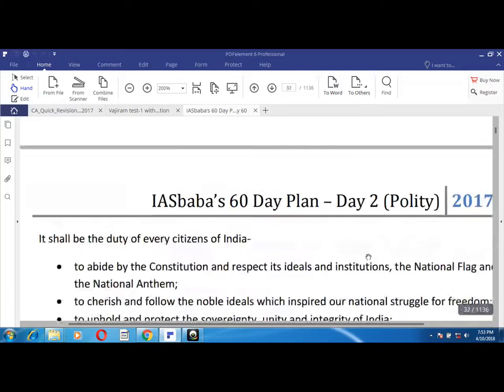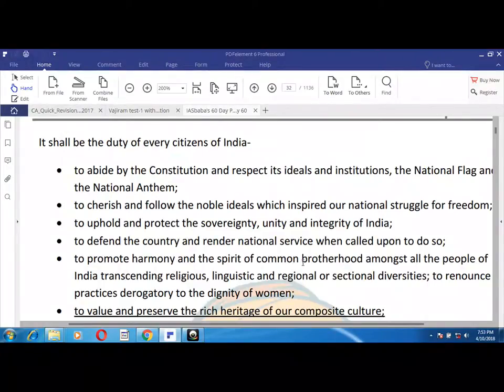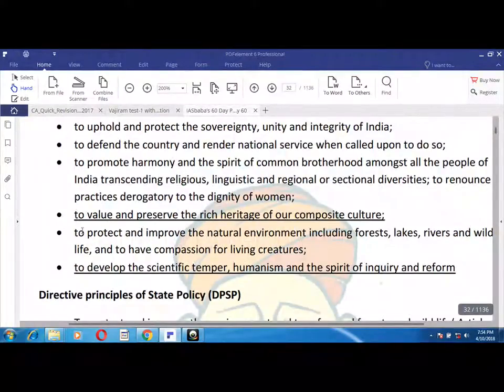Here, Fundamental Duties, Article 51A. It shall be the duty of every citizen to abide by the Constitution and respect its ideals and institutions, the national flag and the national anthem, to cherish and follow the noble ideals which inspired our national struggle for freedom, to uphold and protect the sovereignty, unity and integrity of India, to defend the country and render national service when called upon to do so, to promote harmony and the spirit of common brotherhood amongst all the people of India, transcending religious, linguistic and regional or sectional diversities, to renounce practices derogatory to the dignity of women, to value and preserve the rich heritage of our composite culture, to develop scientific temper, to protect and improve the natural environment, including forests, lakes, rivers and wildlife.